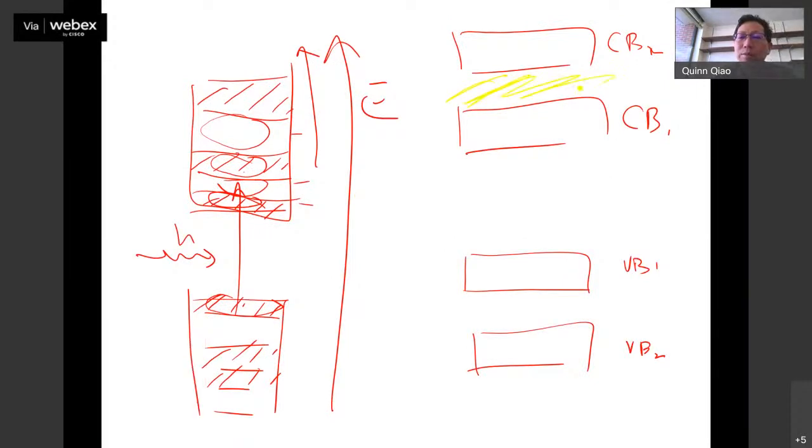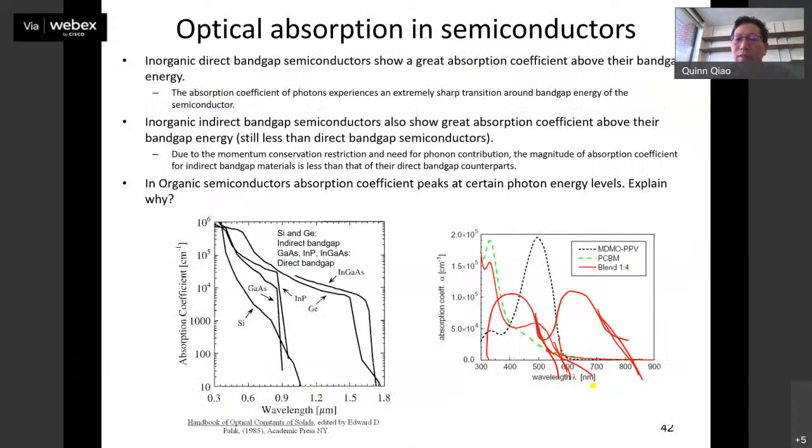This gap, there's no absorption there. Or even there's absorption, very weak. That's why you see the absorption peak is something like this, go something like this here. That's what you see there.